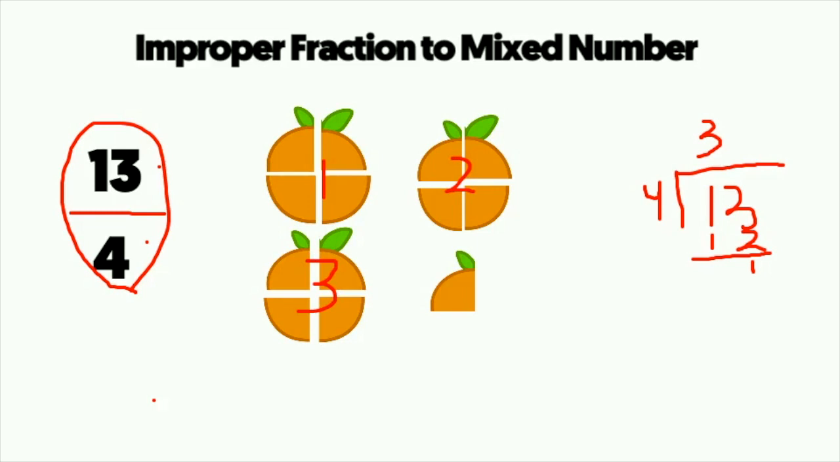What would that 1 stand for as a fraction? Think about it. What did we split our oranges up into? Got it? Fourths is exactly right. We got 1/4 of an orange here. So our final answer, if we wanted to turn it into a mixed number, would be 3, and that remainder stands for 1/4. Division will always work.